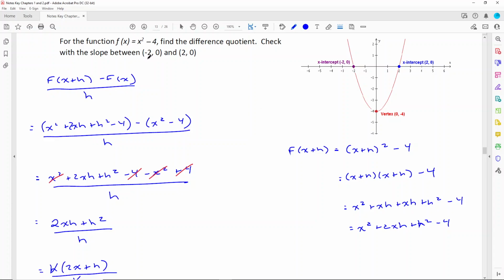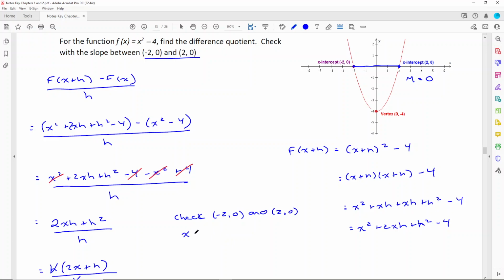So I wrote a note here to say, check with a slope between negative 2, 0, and 2, 0. If I was to find the slope between these 2 points, I've got a flat line. I know that the slope of a horizontal line is 0. So let's see if we can use the difference quotient to come up with the slope of 0 between these 2 points. So how am I going to do this? I'm going to check the space between negative 2, 0 and 2, 0, or the line between. So how do I do it?